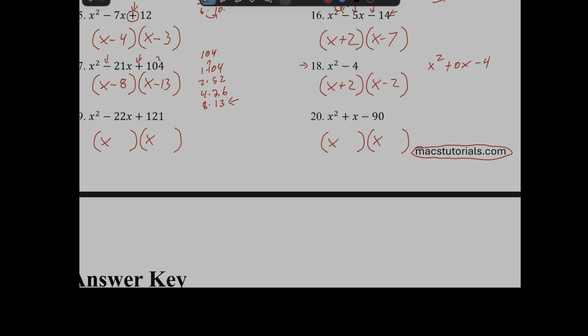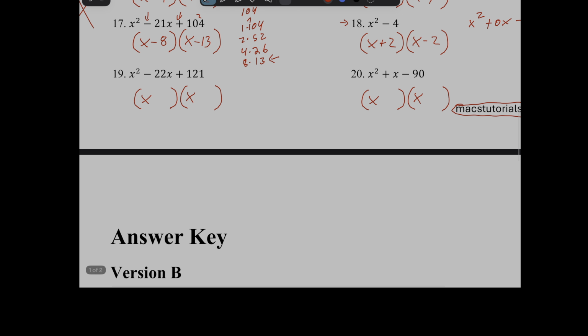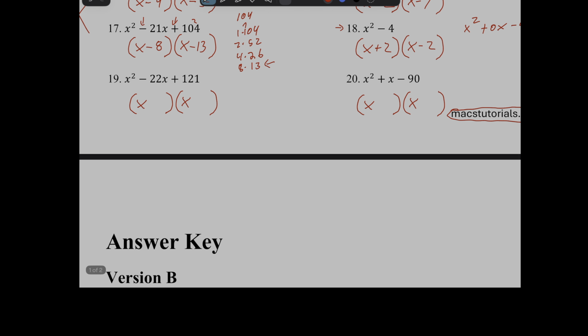I'm showing that because I'm going to have a video on what we call special cases, and that's one of them. So I'm just kind of showing you the long way, but I'm going to show you a shortcut later on how to do those. All right, let's do this one. This also is a special one. We'll do it the long way, and then later on I'll show you a shortcut.